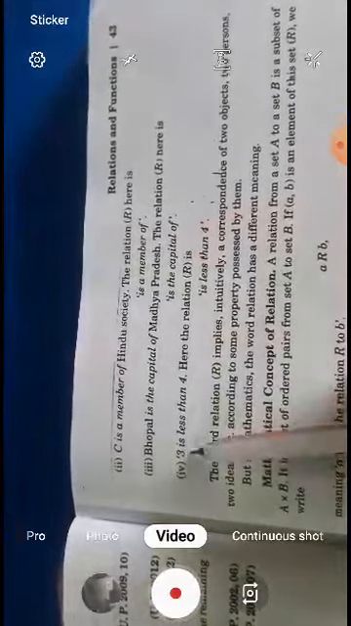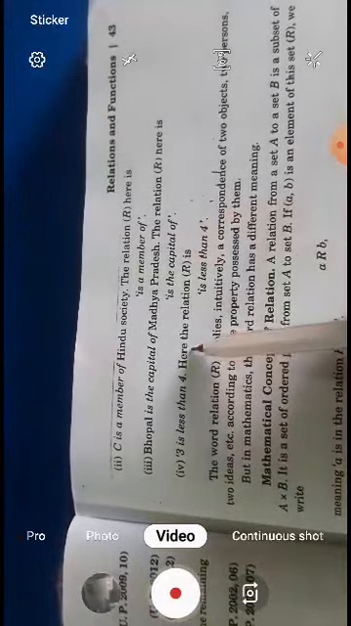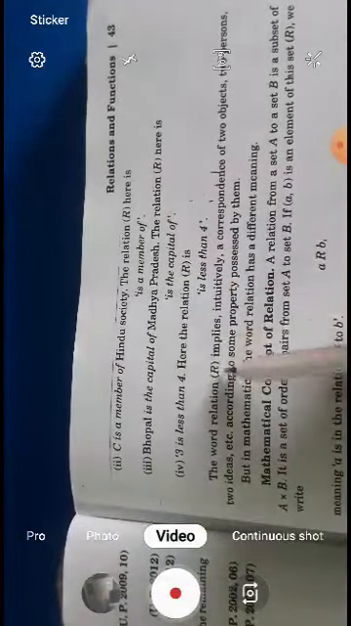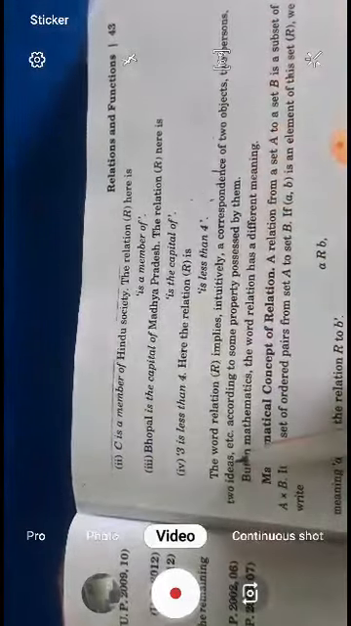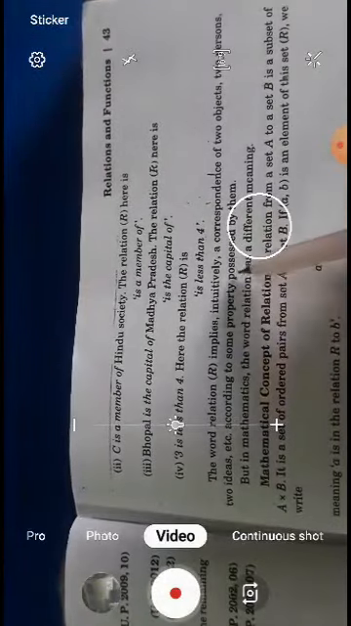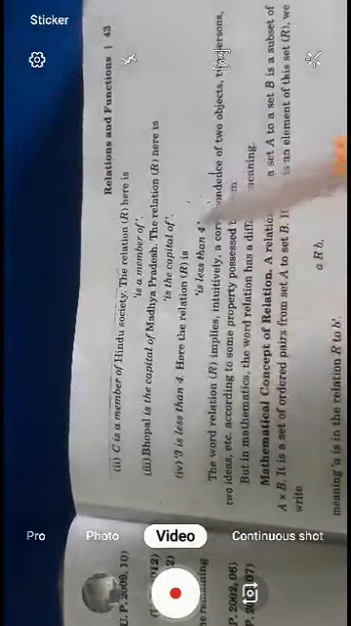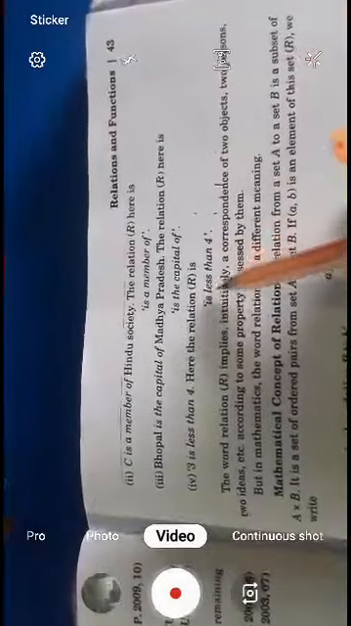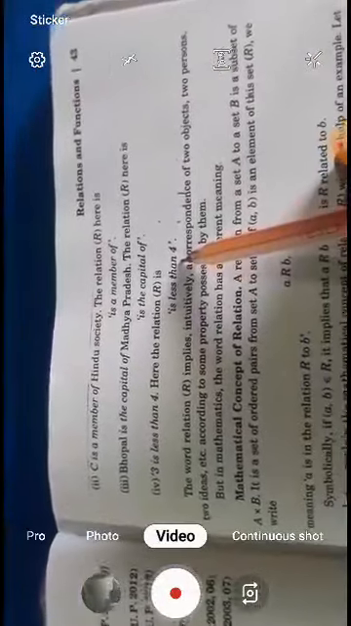Similarly, 3 is less than 4; here the relation R is 'less than'. Okay. The word relation implies intuitively a correspondence between two objects, two persons, two ideas, according to the same property possessed by them. That is, whatever value we use to relate any two people or two things is called a relation.